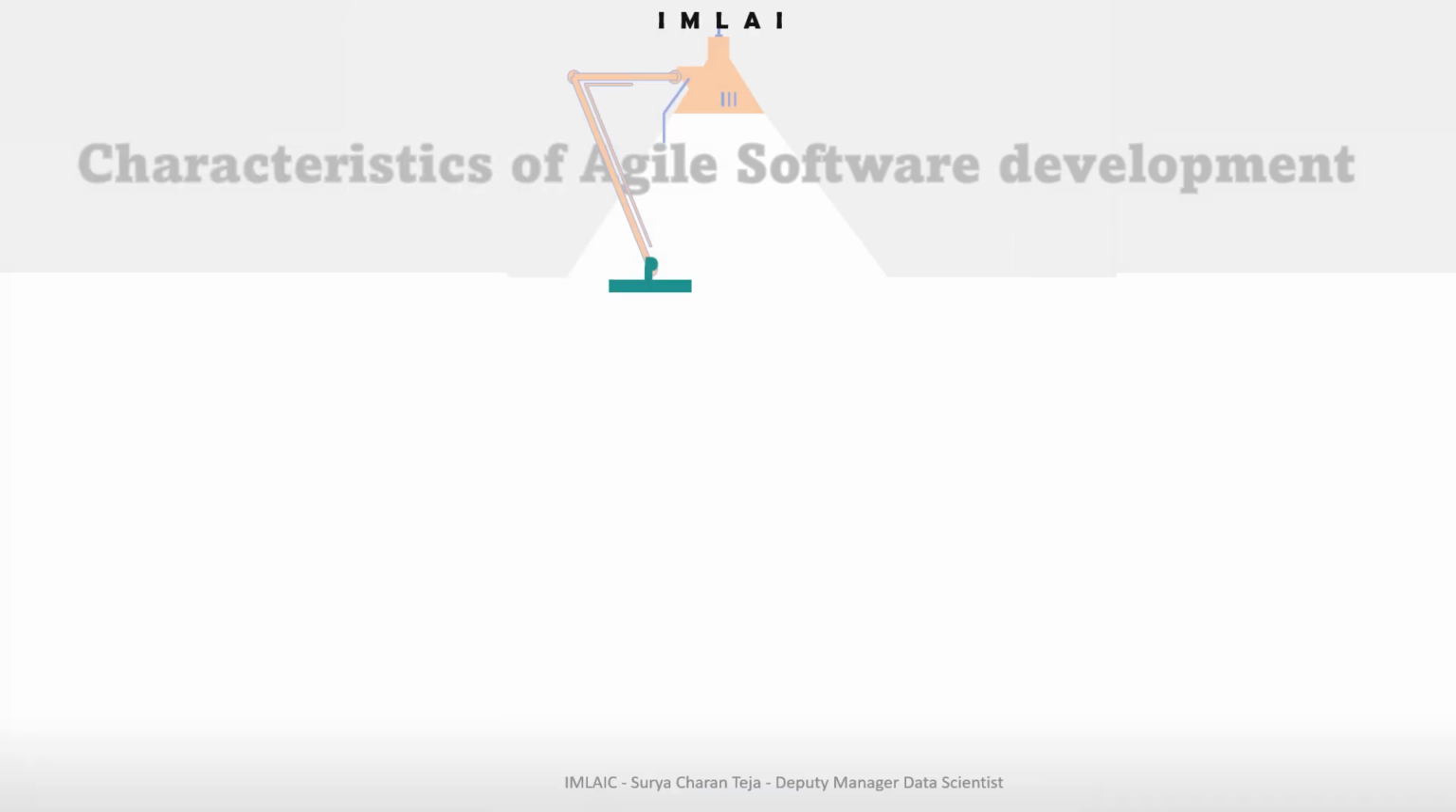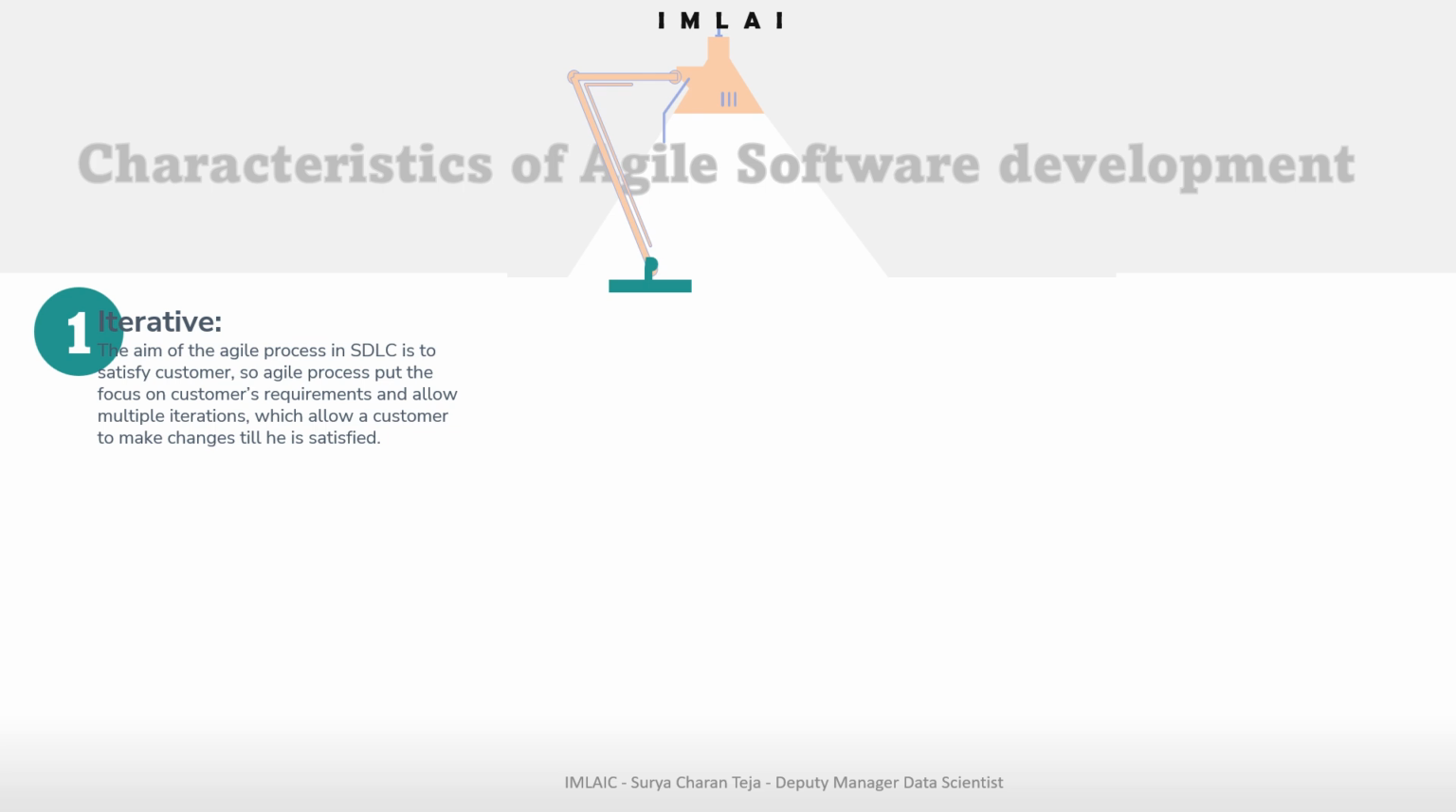That's fine. Let's move on to the characteristics of agile software development. The first characteristic, the most important one, of course some other models also have this, is iterative. The aim of the agile process in SDLC is to satisfy the customer. So the agile process puts the focus on customer requirements and allows multiple iterations, which allow a customer to make changes till he is satisfied.